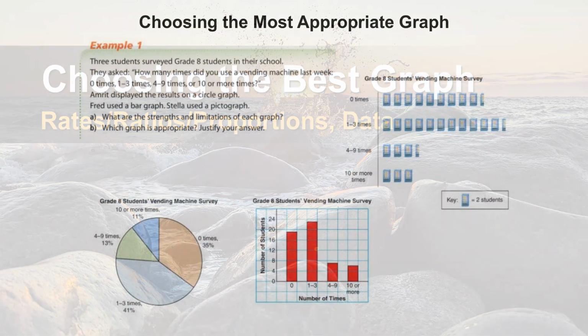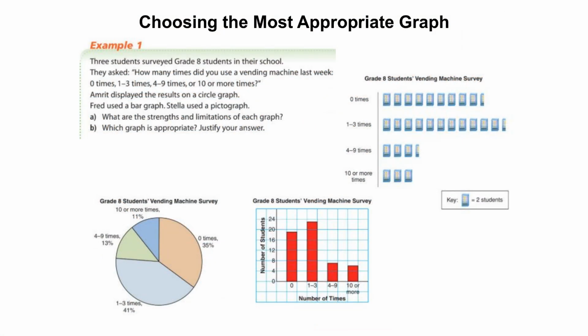So it's important to choose the right type of graph when you're graphing data. Here's an example. 3 students surveyed grade 8 students in their school. They asked, how many times did you use a vending machine last week? And they gave them categories, 0 times, 1 to 3 times, 4 to 9 times, or 10 times. Amrit displayed the results on a circle graph, Fred used a bar graph, and Stella used a pictograph. What are the strengths and limitations of each graph, and which graph is most appropriate, and then justify your answer.